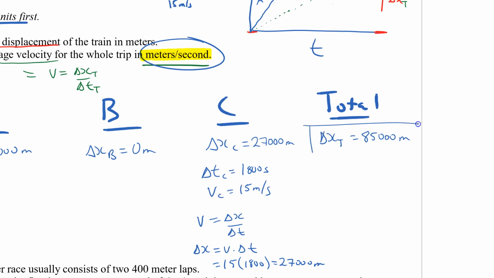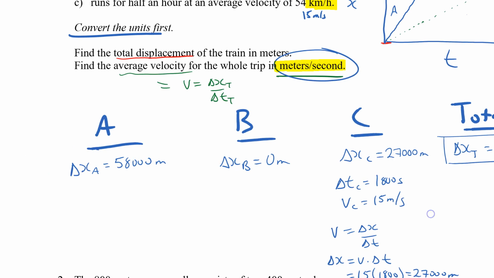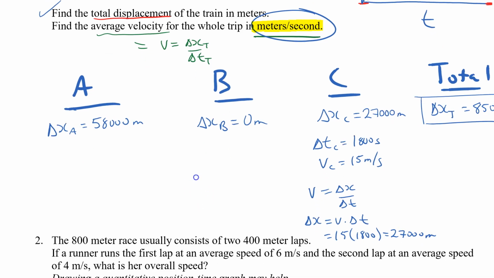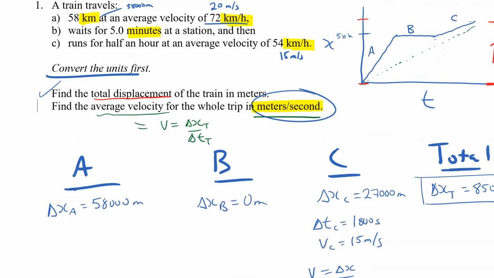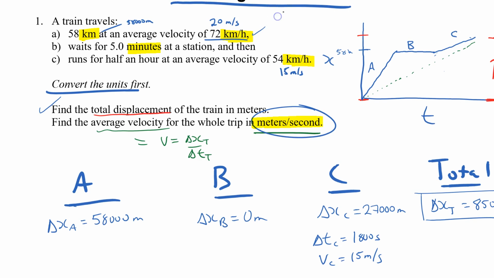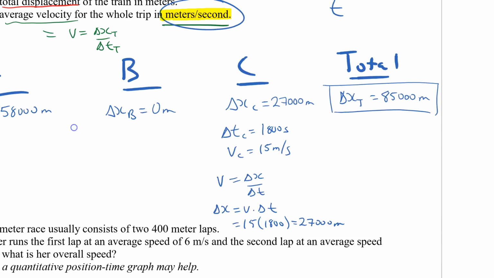meters. Okay, so here we're half done already. So we got this part, find the total displacement. Now we want to find the average velocity for the whole trip. Now be careful. You don't want to just say, oh, this one was going at 72 kilometers per hour, this one was going at 0, and this one was going at 20 meters per second, this one was going at 0, and that one's going at 15, and just average those three numbers together. That's not the way to do it.